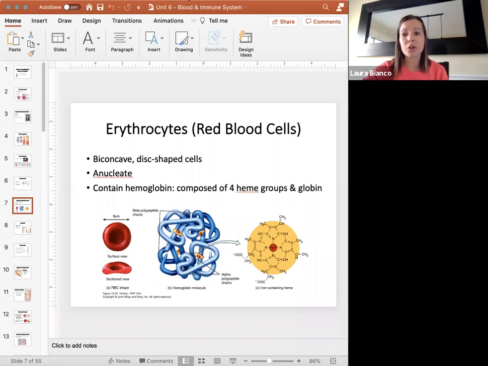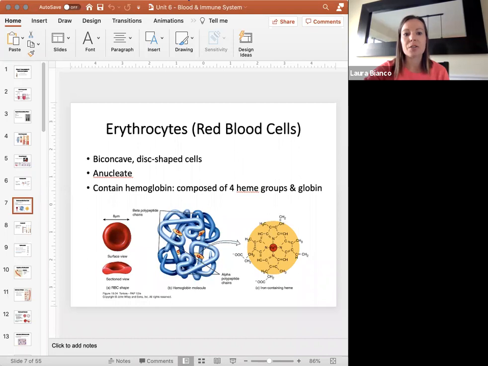The term hematocrit refers to the percent of red blood cells out of the total blood volume that you have. An average hematocrit is somewhere in the 40s, 40%. So for females, it's usually a little bit lower. It's maybe 41, 42, 43%. In males, it's a little bit higher, maybe 46, 47%.